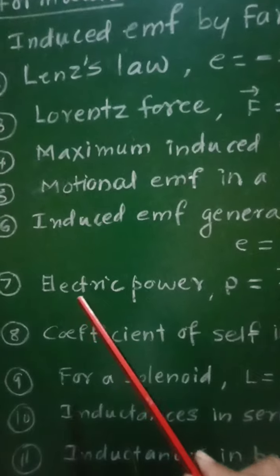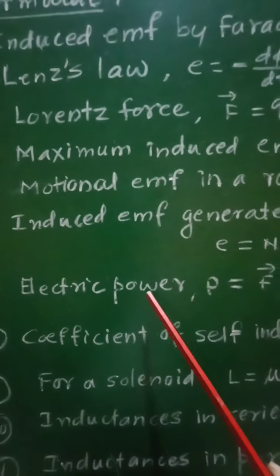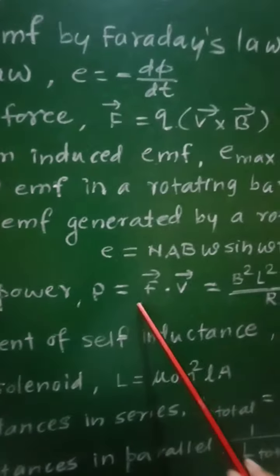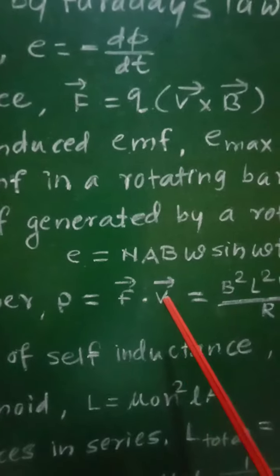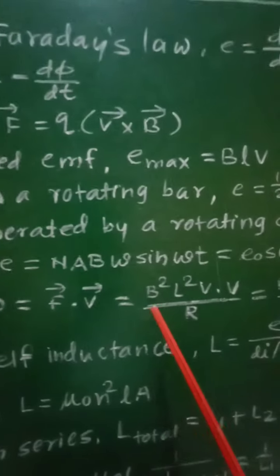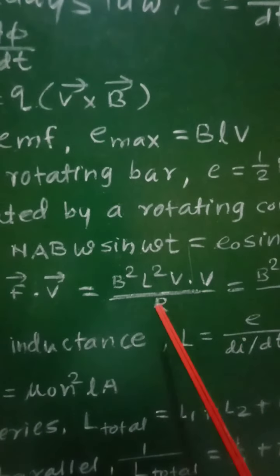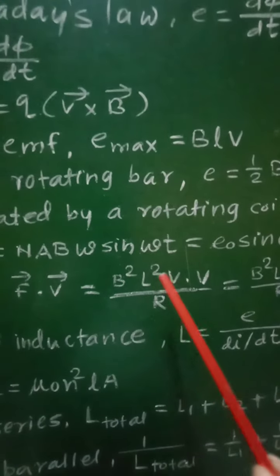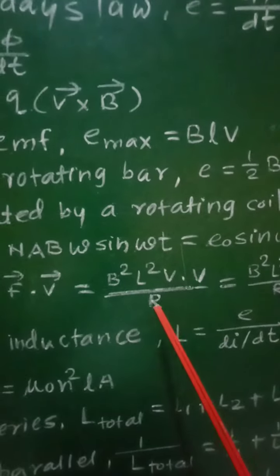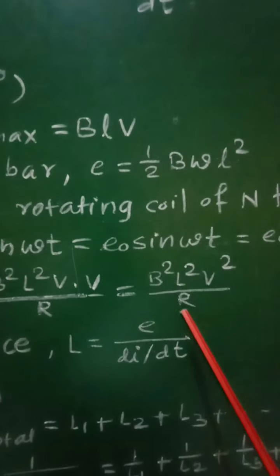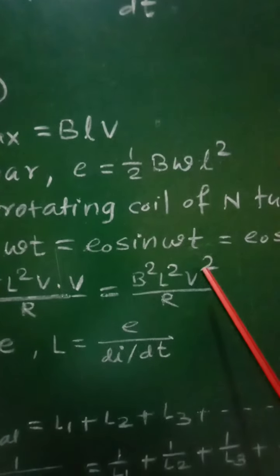Then seventh formula gives electric power P. Electric power P is equal to the dot product of vector F and vector v, which will be written as B square L square v into v upon R. So that will be equal to B square L square v square upon R.